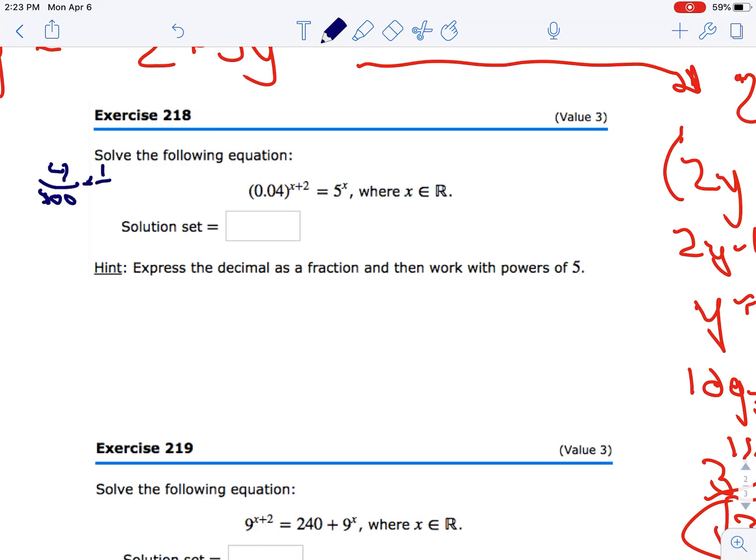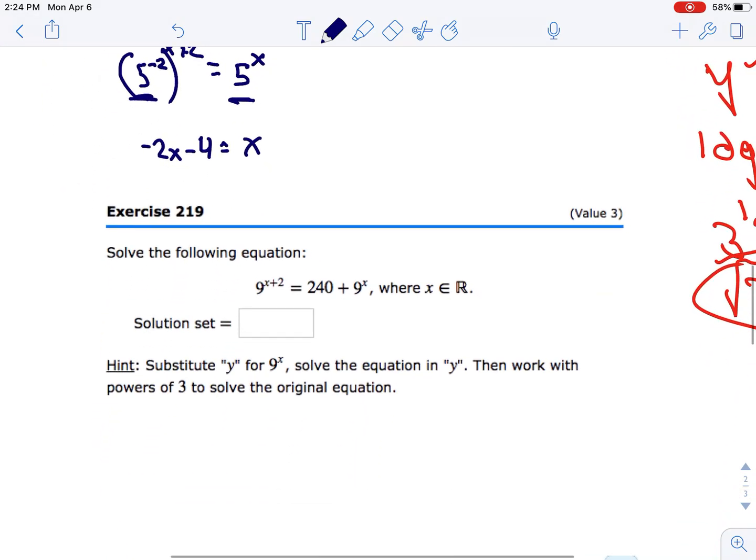Oh, wait a second. That reduces to 1/25th. And 1/25th, of course, is a nice power of 5 because it's 5 to the power -2. So go ahead and solve this as 5 to the power of -2 to the power of x plus 2. Use your power rules. And voila, you'll have a nice little equation here because you'll have -2x minus 4 equals x, because you've got the same bases on both sides with no addition of any sort. It's pretty easy to solve by now to find that value for x.